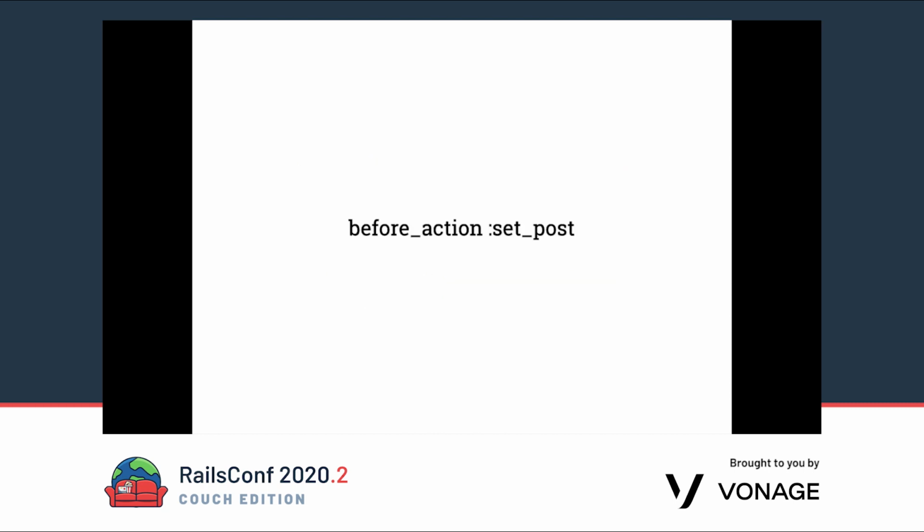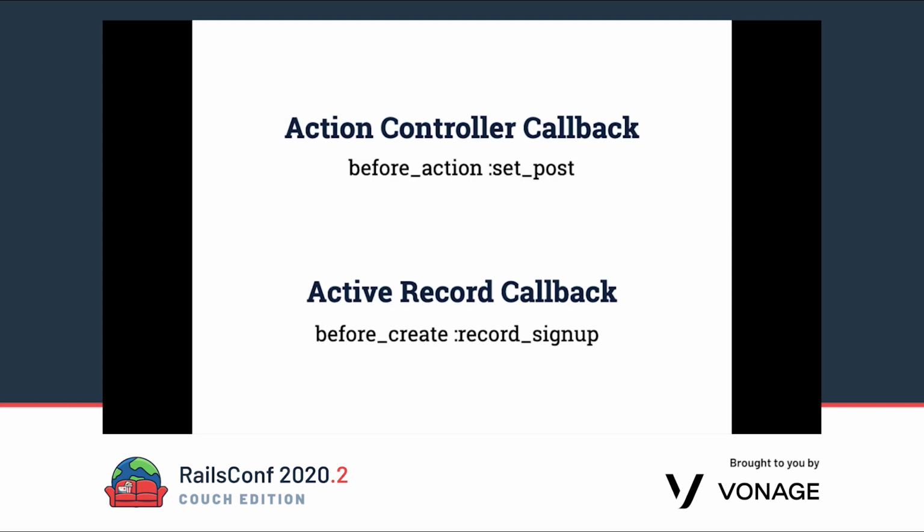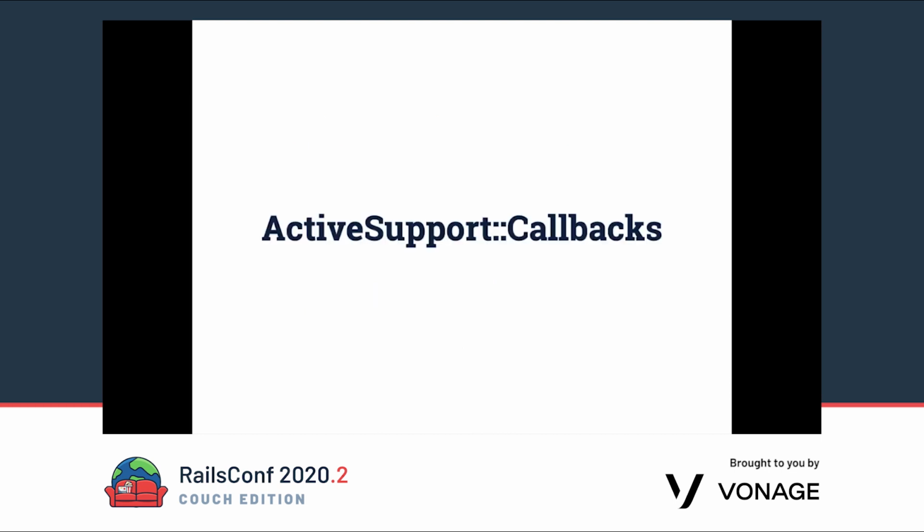Controller callbacks are the easier concept to start out with. They allow you to run certain methods before, after, or around action methods. They are similar to how callbacks can be set for Active Record models. This similarity isn't a coincidence. Both types of callbacks take advantage of a built-in Rails callback functionality provided through Active Support called Callbacks.